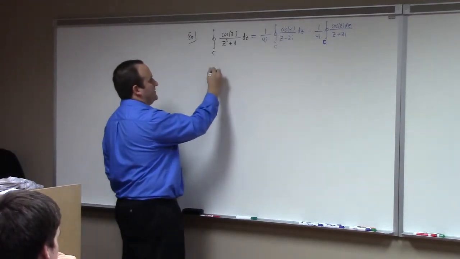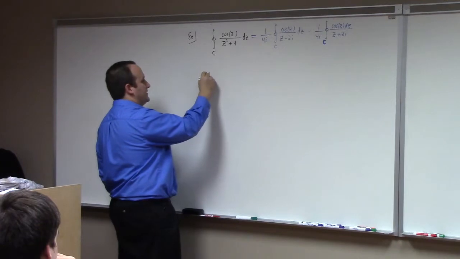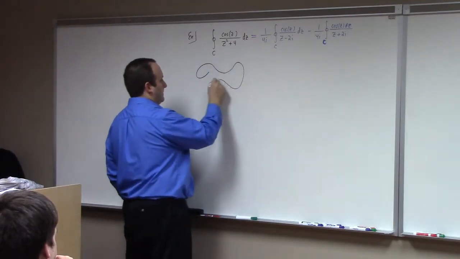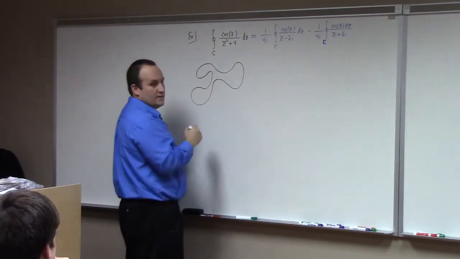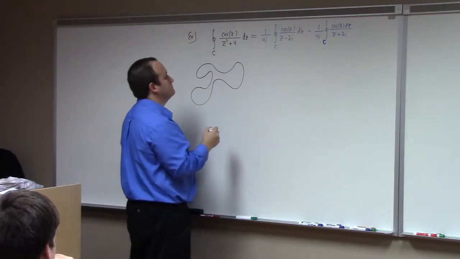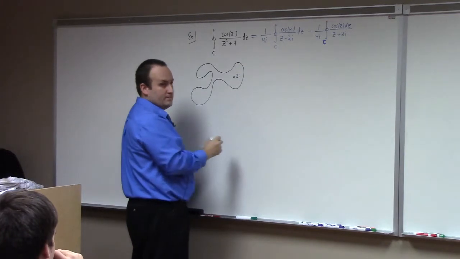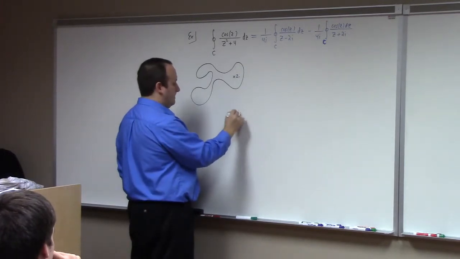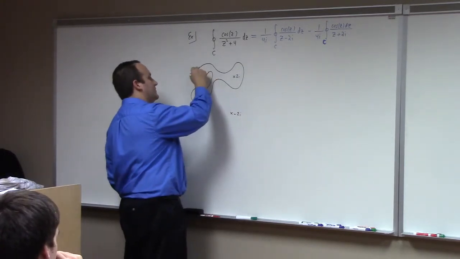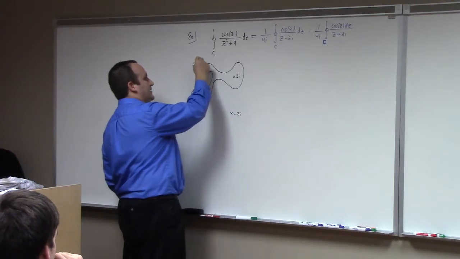Right. So let's think about, let's say C looked like this. Maybe this was 2i, and so minus 2i's out here. Now the loop C needs to be what? Counterclockwise oriented, right?